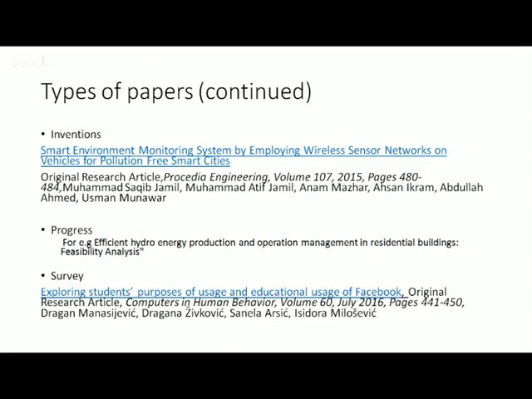that kind of paper is considered an invention research paper, and depending upon the type of the paper, the journal is to be chosen accordingly. Next is the progress type of paper. For example, "Efficient hydro energy production and operational management in residential building, the feasibility analysis."